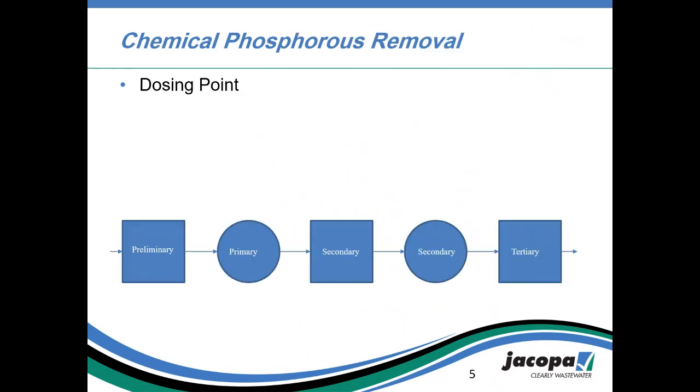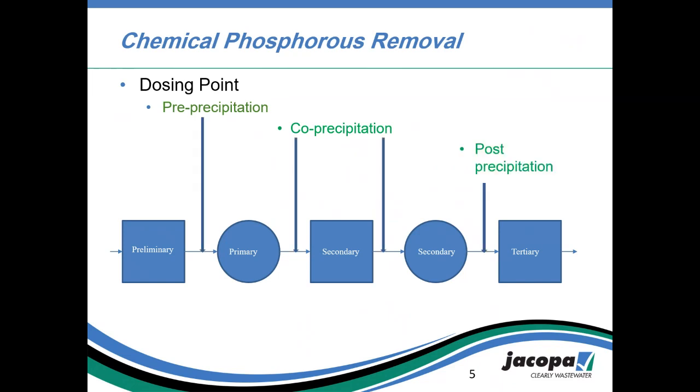So dosing points, we've got a number of choices. We can dose as a pre-precipitation stage, normally in front of the primary tanks. We can do a co-precipitation stage, so immediately it goes into the secondary, or as it goes into the settlement stage of a secondary treatment process, or we can dose into the tertiary stage of post-precipitation.